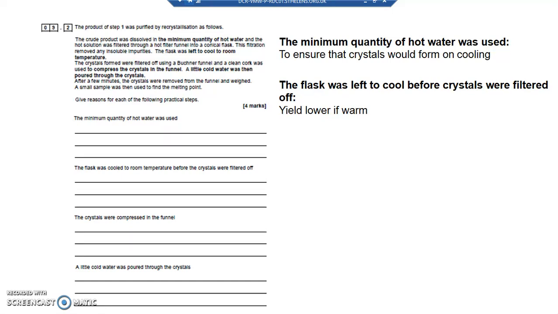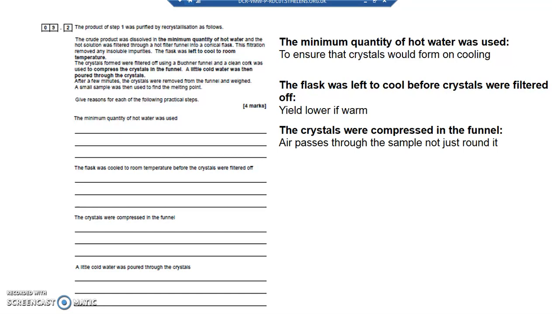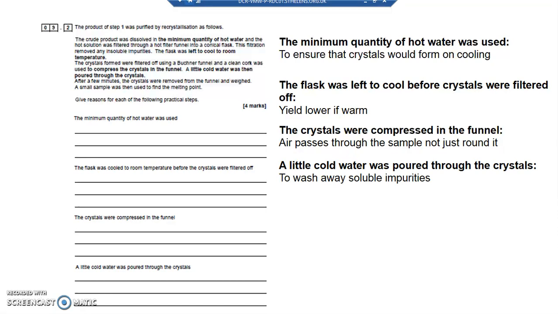The crystals were compressed in the funnel so that the air passes through the sample and not just round it. So if you're using reduced pressure filtration or vacuum filtration, then it's sucking the air down through the filter paper and through the crystals, and you want the air to pass through the sample and not just around the outsides of the filter paper. A little cold water was poured through the crystals just to wash away any impurities. There'll be soluble impurities. They've got to be soluble to dissolve in the cold water that's washing them away.